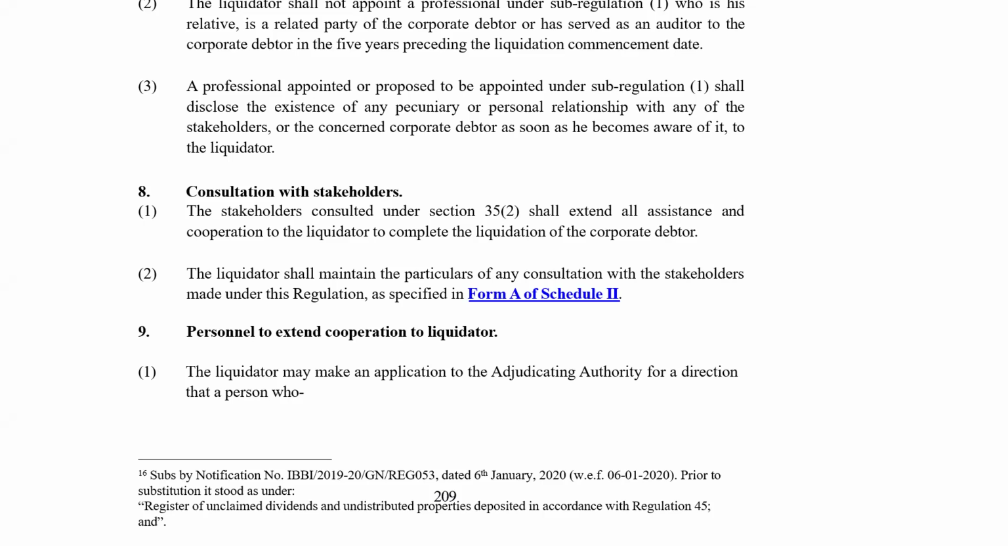The next point: stakeholders. The stakeholders consulted under Section 35 Subclause 2 shall extend all assistance and cooperation to the liquidator to complete the liquidation of the corporate debtor.